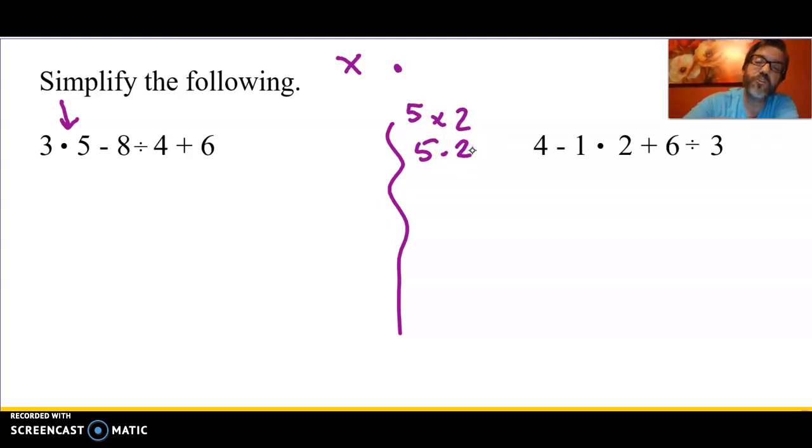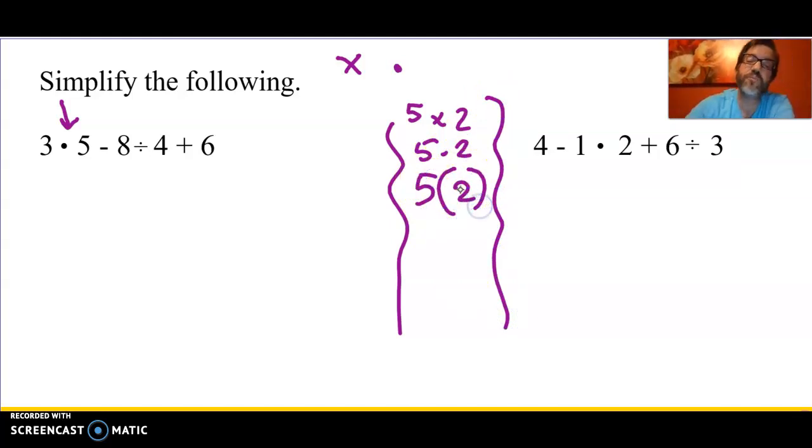Another way you can show multiplying is by using parentheses. I could show 5 times 2 and put the 2 in parentheses, and that means we're multiplying. Another way you'll see multiplication shown is sometimes you'll see 5 and then you'll see what's called an asterisk, 5 times 2. It kind of looks like a snowflake. These all mean the same thing. We're multiplying. Okay?